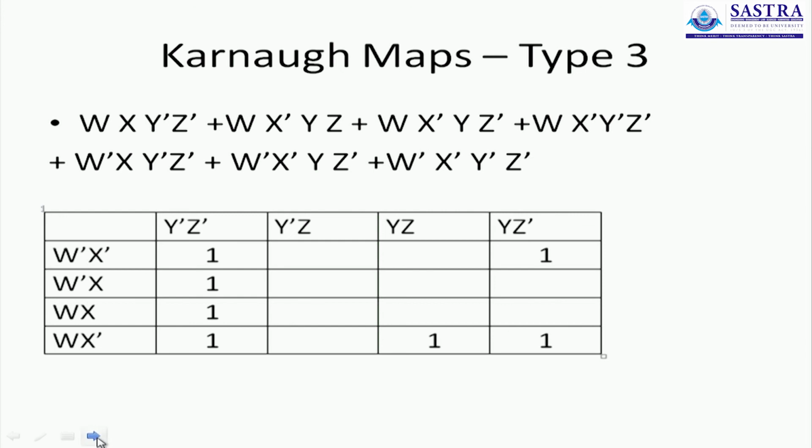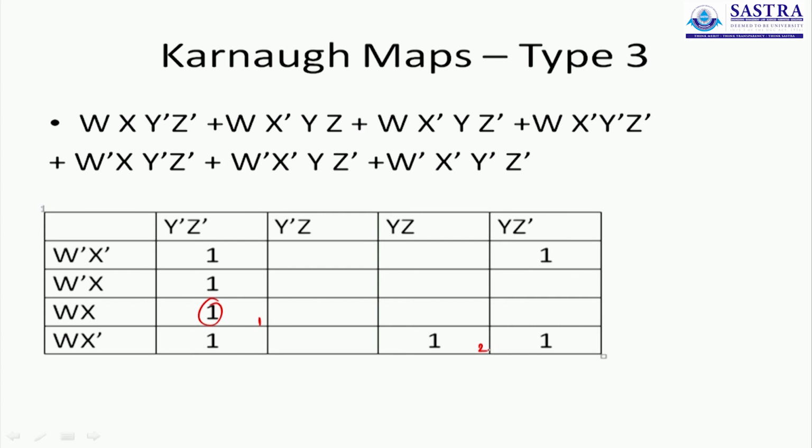And this is an even longer question where you actually have 7 terms. Let's do this very carefully. wx y bar z bar is over here, that's the first term. wx bar yz, that's the second term.